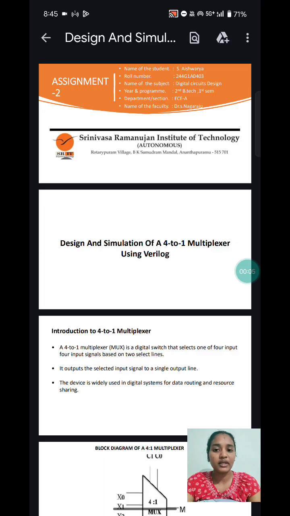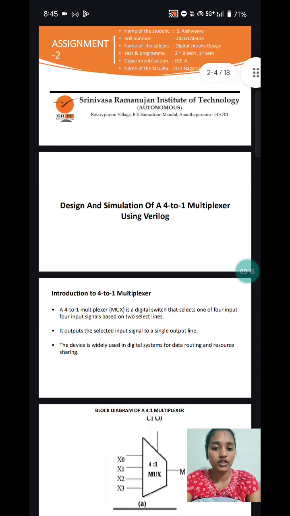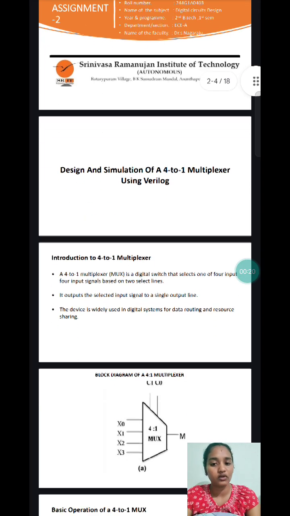Currently, I am pursuing BTech second year in Srinivasa Ramanujan Institute of Technology from the Department of Electronics and Communication Engineering. So, I decided to speak about 4 is to 1 multiplexer using Verilog.